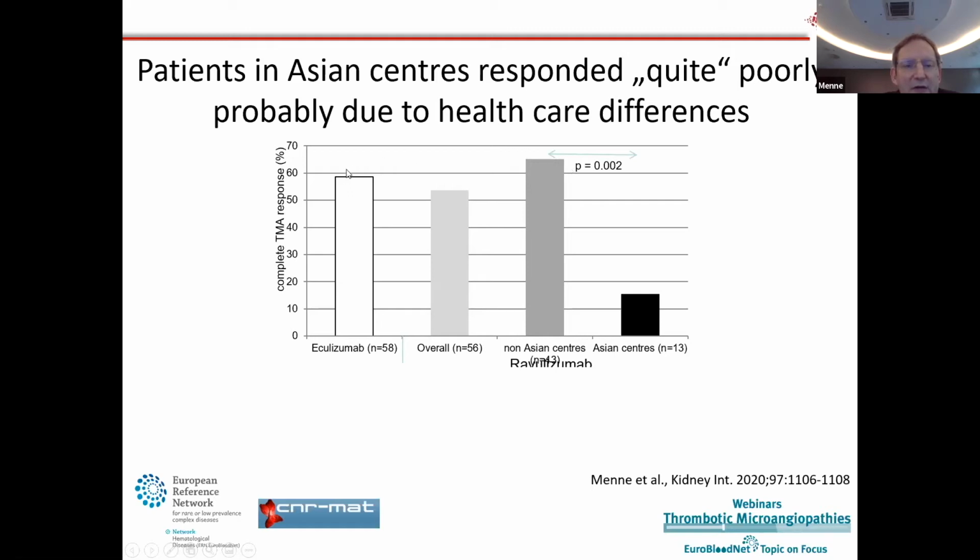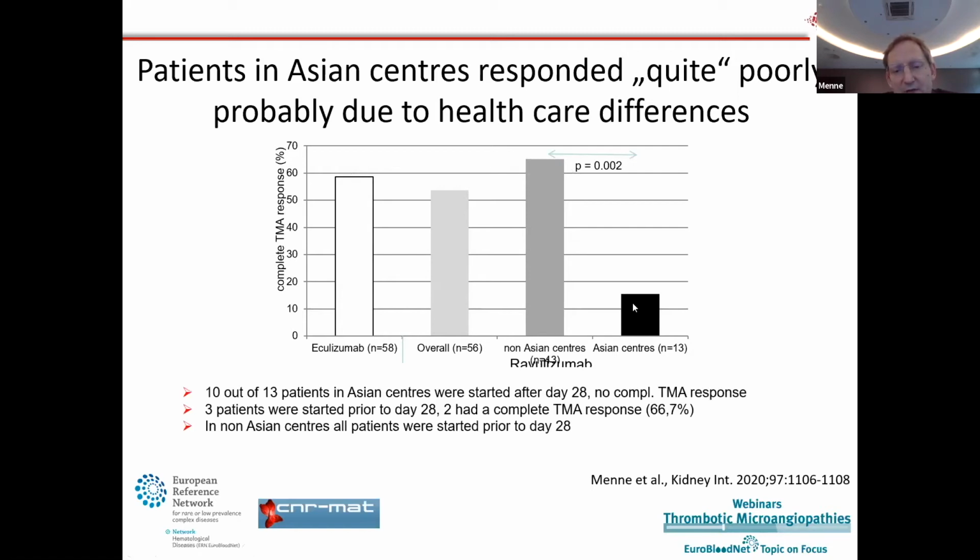And in the non-Asian eculizumab studies, because eculizumab was not performed in any Asian center, there you had a response rate in the studies of 85%. So this is actually very similar, but why are the Asian centers so much worse? And the explanation was actually probably quite easy.